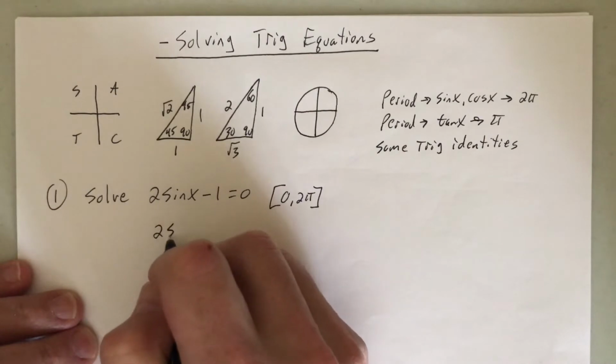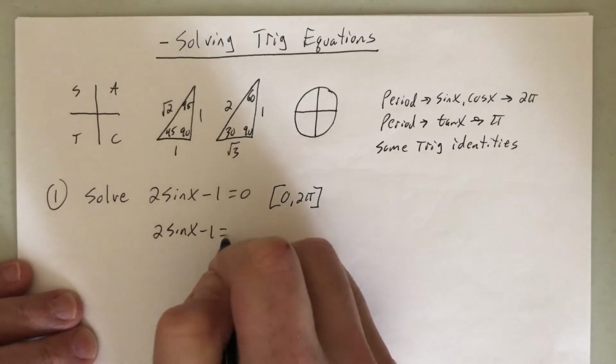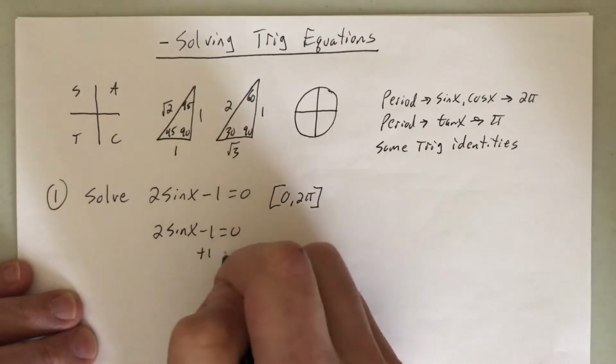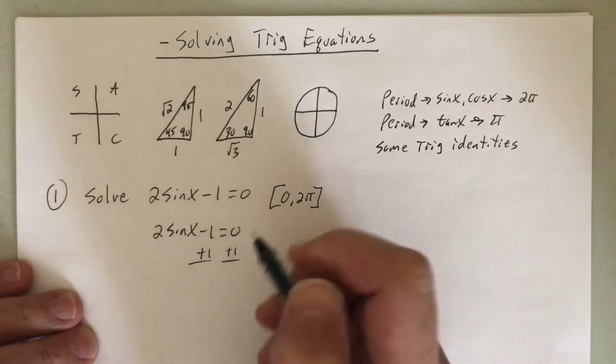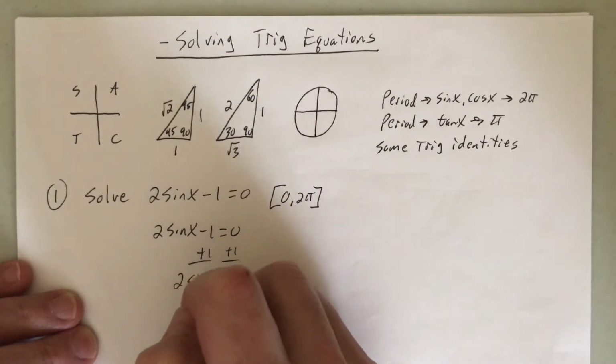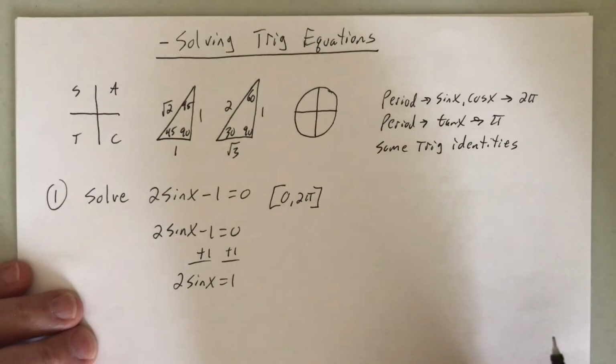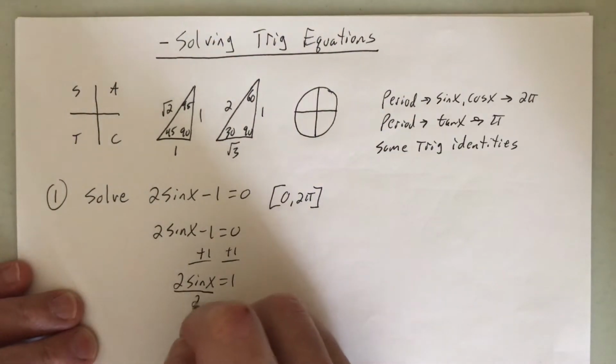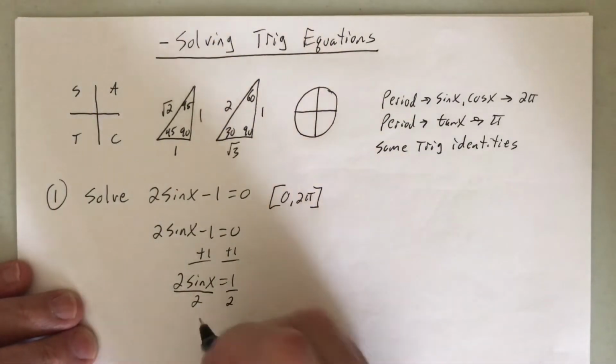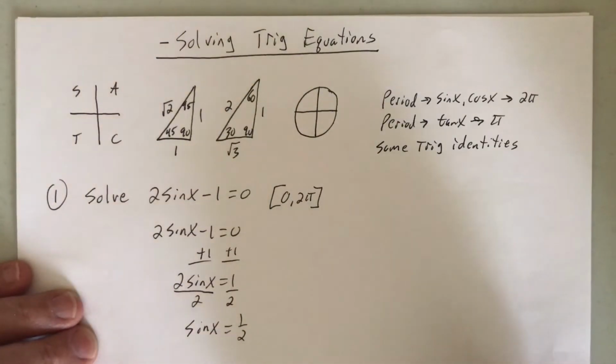So if we have this right here, I'm just going to rewrite the equation. I'm going to add 1 to both sides. So I get 2 sine of x is equal to 1. Then I'm going to divide by 2. And I get sine x is equal to 1/2.